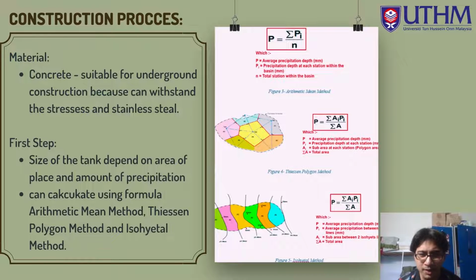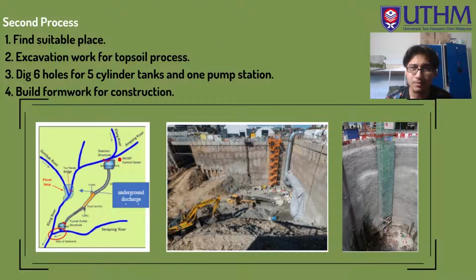So the amount of precipitation we can calculate by using formula such as arithmetic mean method, division polygon method, and isohyet method. For the second process, firstly, we have to find suitable place for construction work, and then we have to do excavation work for topsoil process at the preferred place. The third, we have to excavate process for digging 6 holes for 5 cylinder tanks and 1 discharge pump station based on a predetermined tank size.